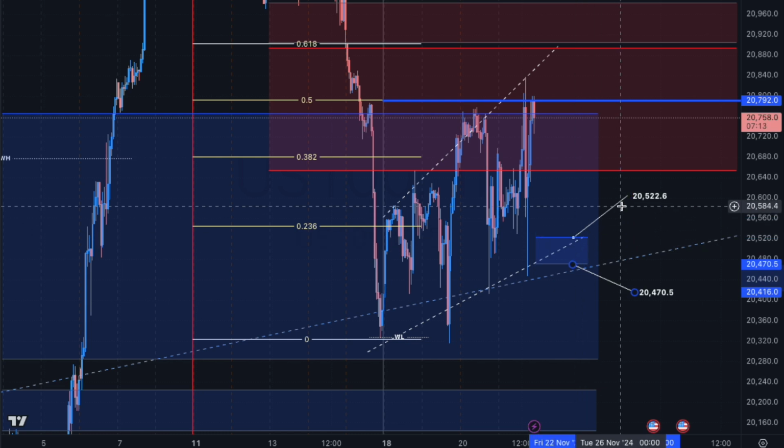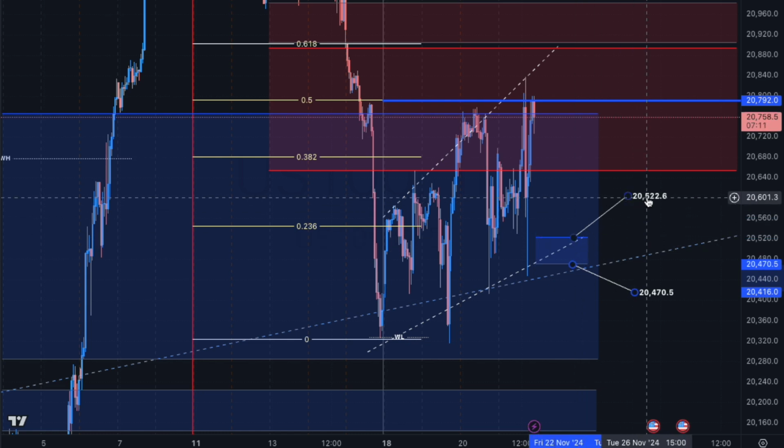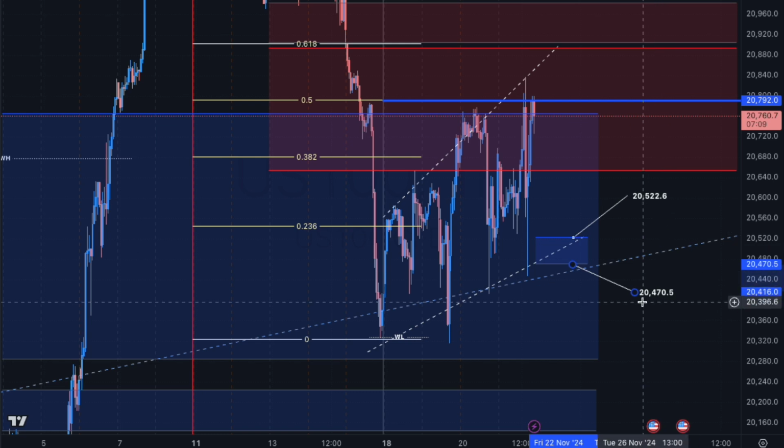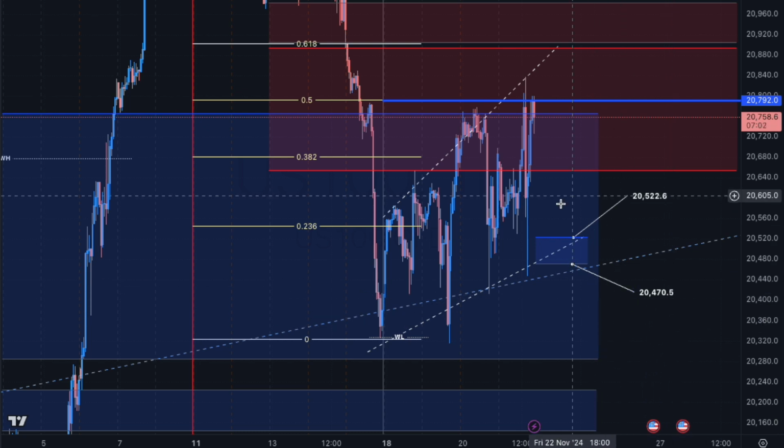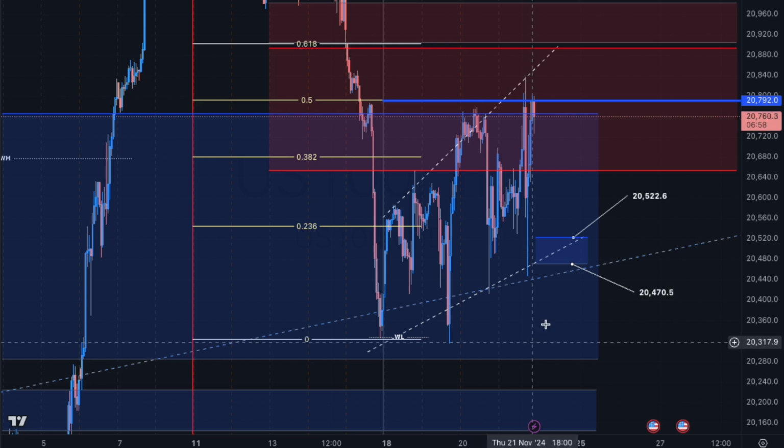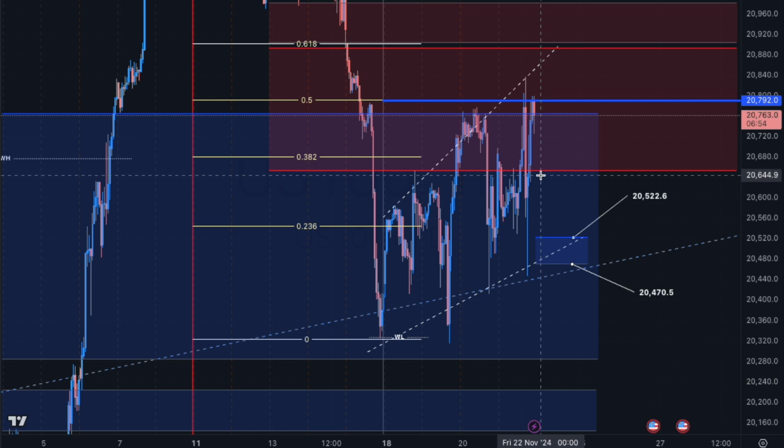The top side of this zone, we're looking at 20522.6, and the low side of this zone, we're looking at 20470.5. So how I would play this, if I was going to play it, I probably wouldn't until it's left this zone. That's when I feel comfortable to actually place a trade. I will position myself down here below the FVG, and I'll have my stop up here.